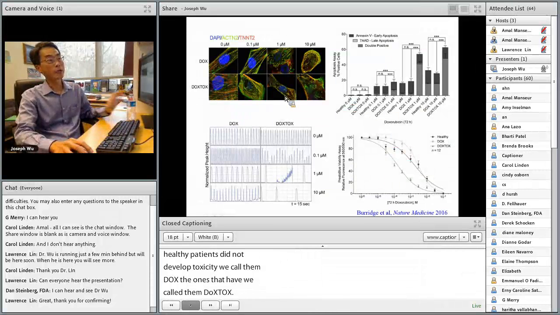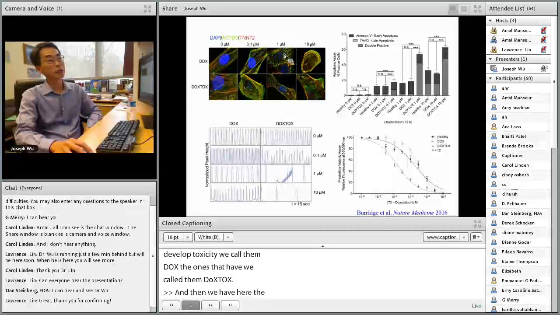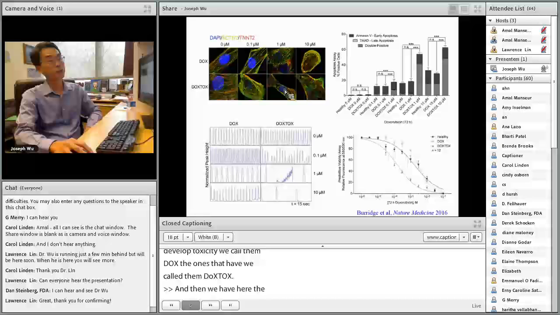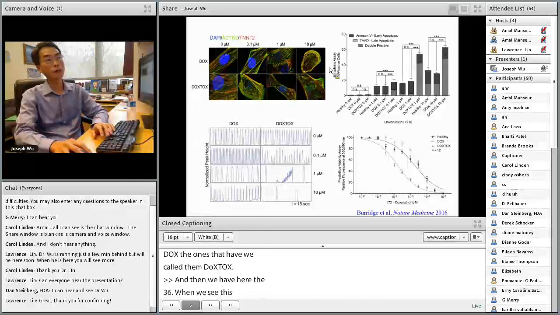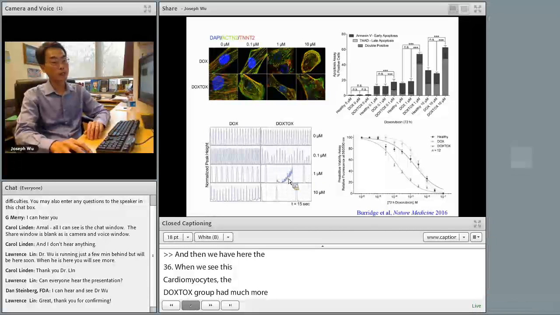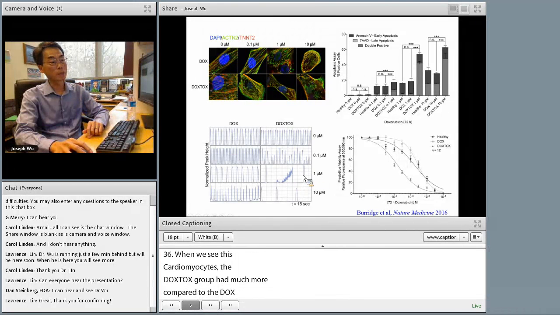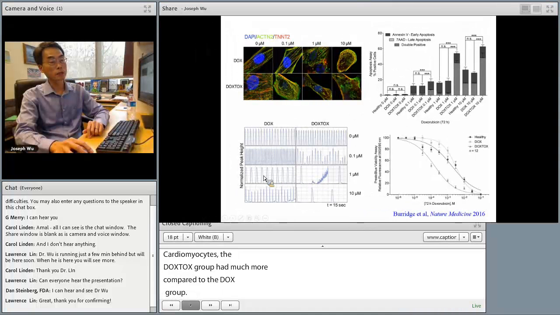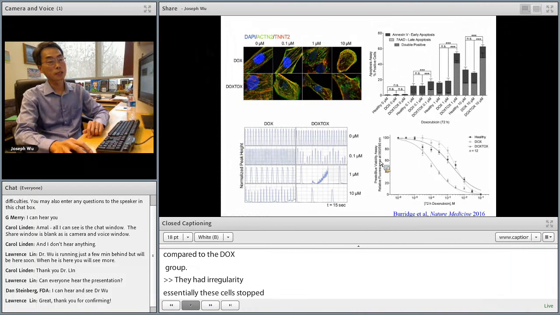Now, when we make the iPSC cardiomyocytes and expose them to doxorubicin, for example at 1 micromolar, the dox-tox group has much more sarcomeric disarray compared to the dox group. At 1 micromolar, as shown here, the dox-tox group has much more apoptosis compared to the dox group, as well as the healthy patients. At 1 micromolar, the dox-tox group also had much more irregularity of contraction. Essentially, the cells have stopped contracting compared to the dox group. And at 1 micromolar, the dox-tox group also has much more impairment in the viability assay, as shown here as well.